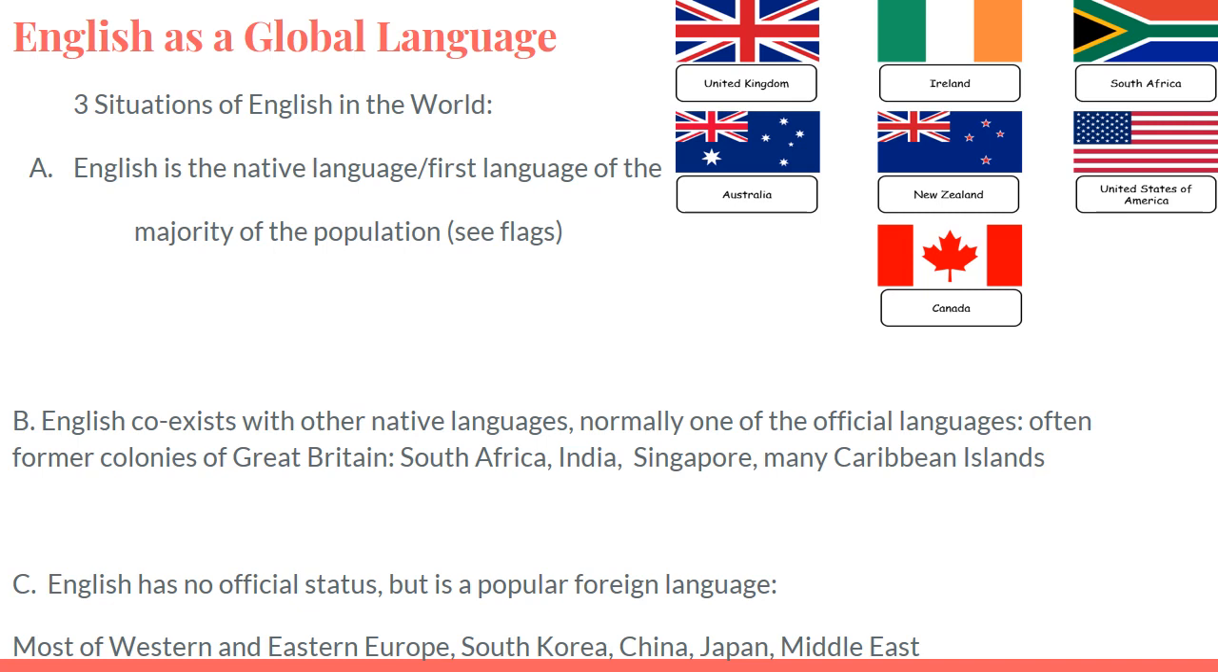The second type of context is when English coexists with other native languages, and sometimes English becomes the official language. So many times in former colonies of Great Britain, so South Africa, India, Singapore, Caribbean islands, and other parts of Africa, normally sub-Saharan Africa, English is one of the most common languages spoken, and it is also many times the official language.